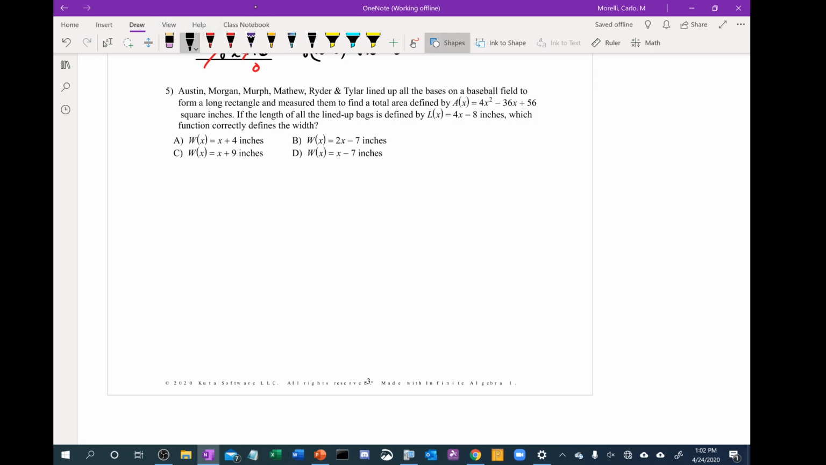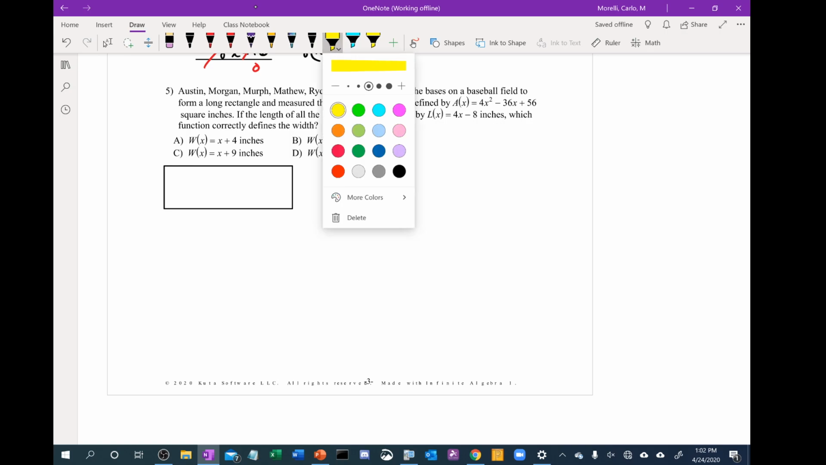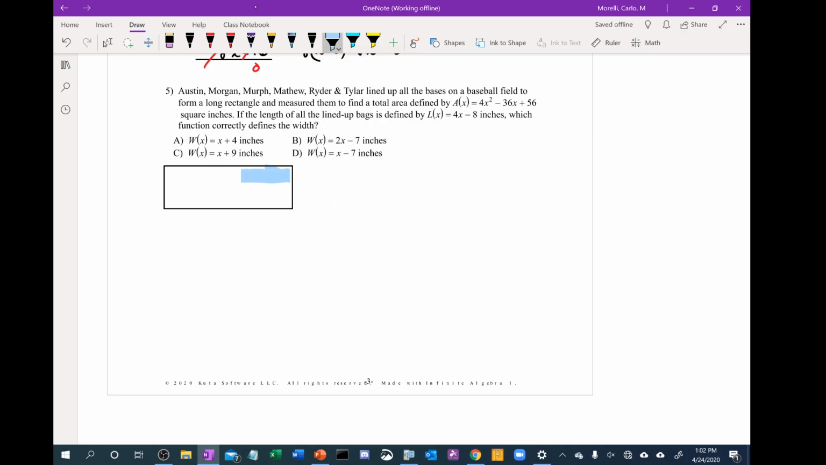Okay, so let's look at these. This is like the three bases. If you lined them up, they'd form kind of a long rectangle here. And we're given the area and we're given the length. Okay, so let's pick a color for our baseball activity here. I guess I'll go with blue. Okay, so here's our three bases lined up together to form a large rectangle.